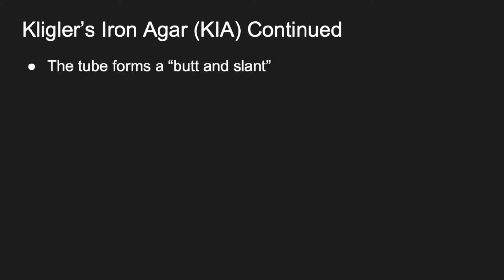The KIA agar tube forms a butt and slant. You'll be able to tell what this looks like in the results pictures. But basically, a butt and slant means that there's a slant portion of the agar that leads to a butt portion. It's a bigger portion in the very bottom of the tube that leads up to the slant.